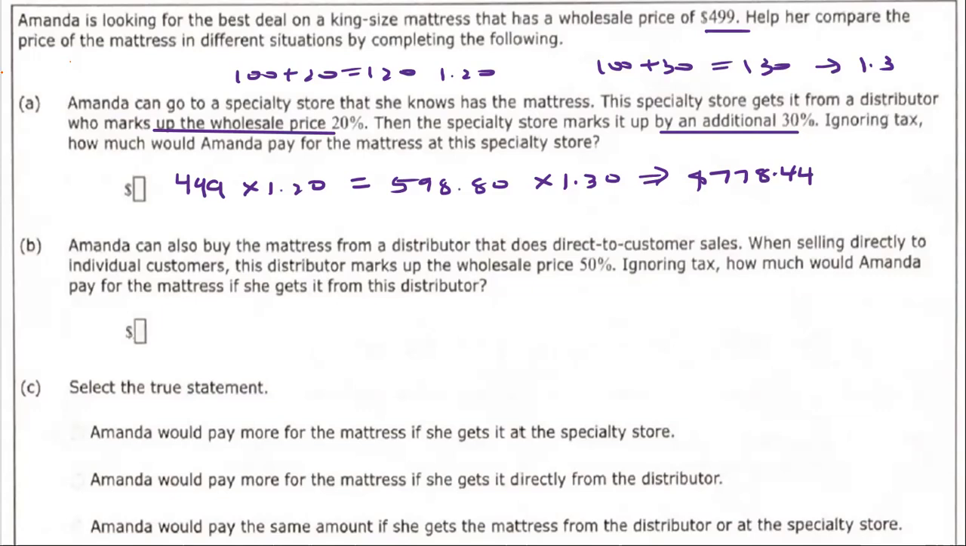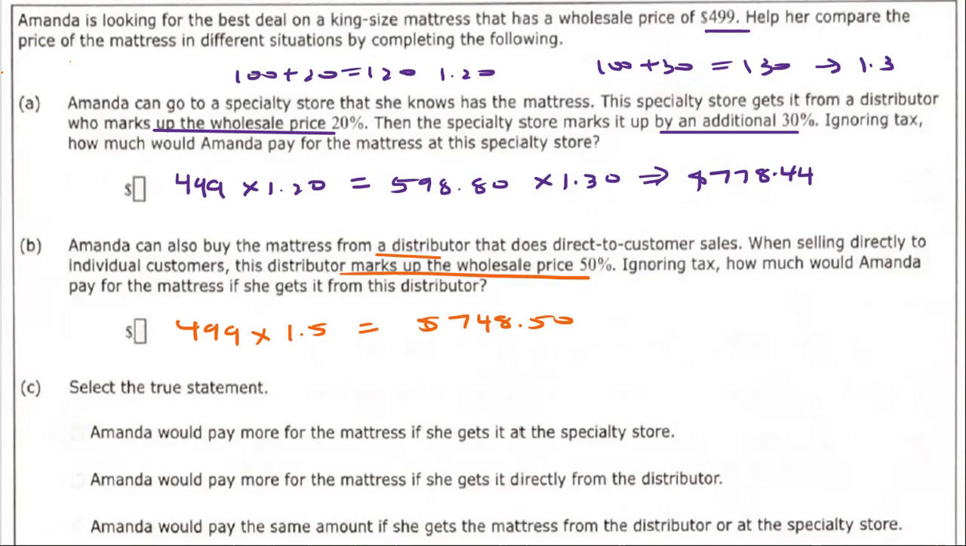All right, so the next one here is again $499, and this one we're going straight to the distributor. The distributor marks up the wholesale price by 50%. So we multiply this by 1.50 because it's 100 plus 50%. So we're going to multiply this by 1.5, and that gives us $748.50.